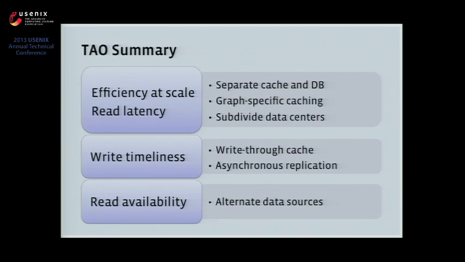We get write timeliness by doing write-through caching and then asynchronous replication. So the fact that we use a write-through cache gives us, except in some failover cases, read after write consistency. And then we get good read availability by having alternate data sources. So there's a bunch of stuff in the paper that I hope you'll go look at. The time values that we use on edges also help us improve our cache hit rate. And we have more details about our write failure recovery and write scenarios and stuff like that.